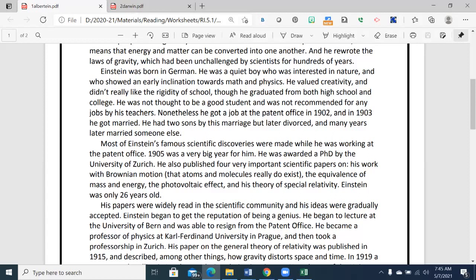Most of Einstein's famous scientific discoveries were made while he was working at the patent office. 1905 was a very big year for him. He was awarded a PhD by the University of Zurich. He also published 4 very important scientific papers on his work with Brownian motion, that atoms and molecules really do exist, the equivalence of mass and energy, the photovoltaic effect, and his theory on special relativity. Einstein was only 26 years old.